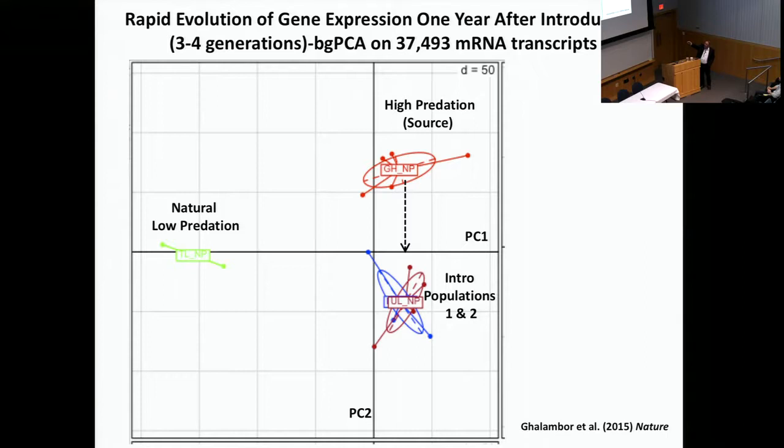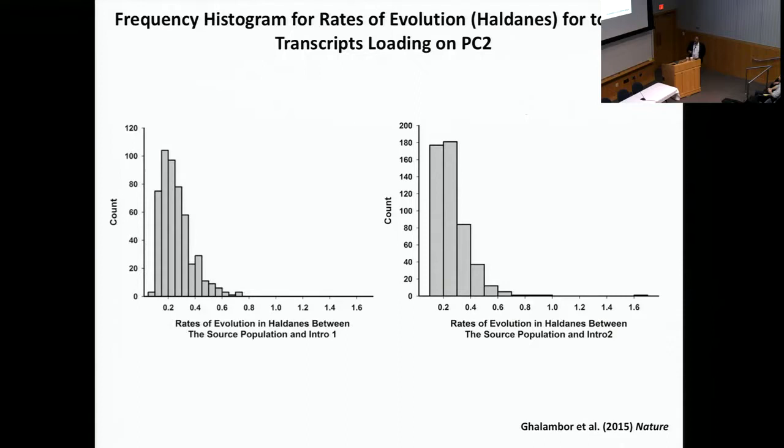Most of these are on PC2, on this principal component axis, and you can see that everything on PC1 separates the naturally occurring low from the naturally occurring high and from the introduction population. So the main axis that separates these populations is not evolving. It's what's loading on the second axis. So if we take the top 500 transcripts that load on PC2 and plot them for the two introduction populations in terms of haldanes, which is a measure of evolutionary change, we get haldanes. Some of these haldanes are the highest rates of evolution observed for any natural population.